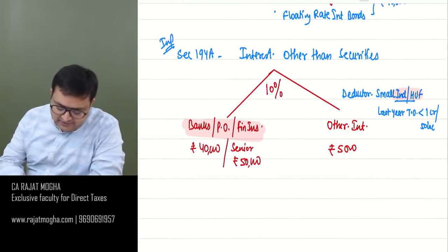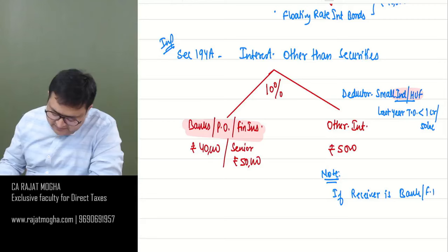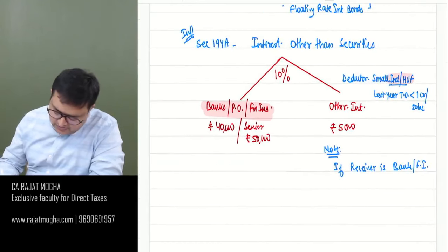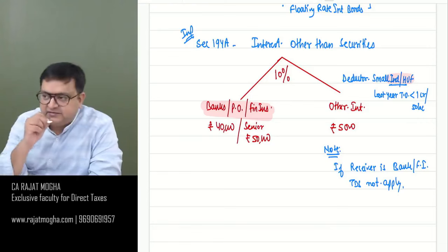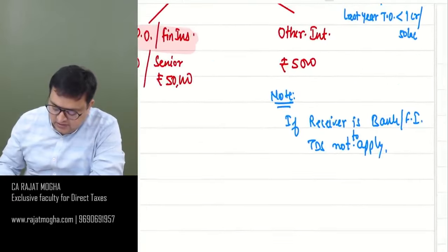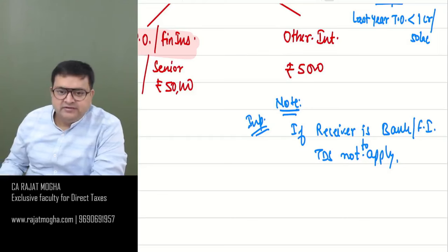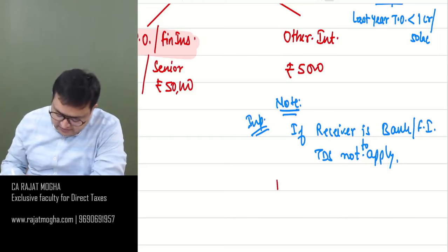Sorry, there is an important note. If the receiver is a bank or financial institution, TDS is not applied. Please don't apply TDS. Not to apply. It's an important point. What does it mean? Let's say, you can write it.